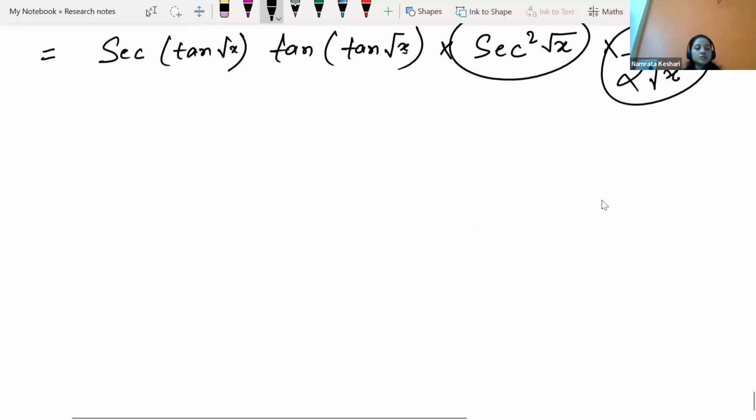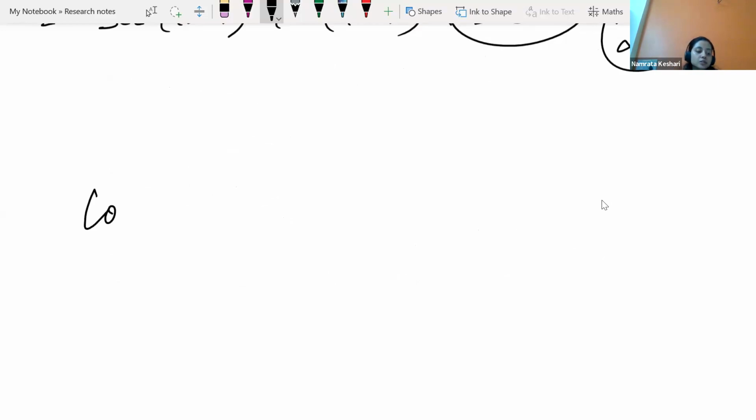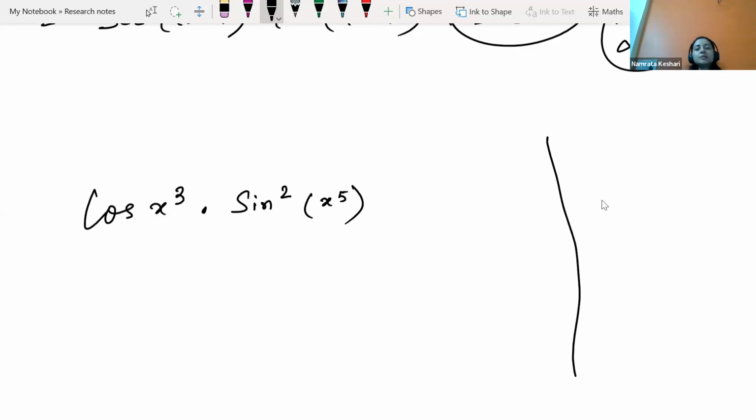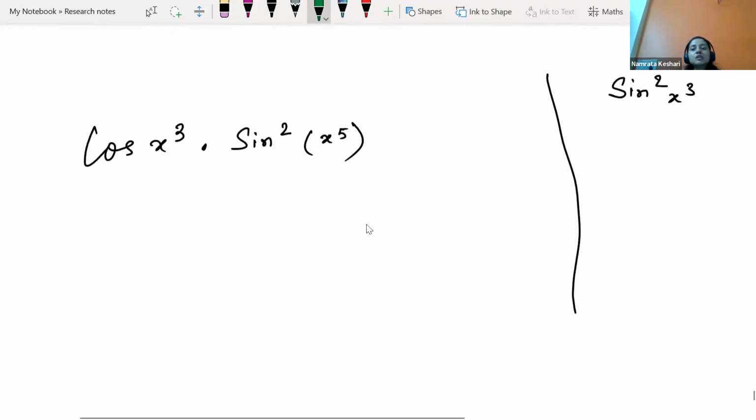The next question. Let's do this first: x cube into sine squared x to the power 5. Before solving this one, let me tell you how to deal with sine squared x cube. Let's do it first so that we will have clarity on how to apply the chain rule. Sine squared theta, can we write it as sine theta's whole squared? Yes, we can write.